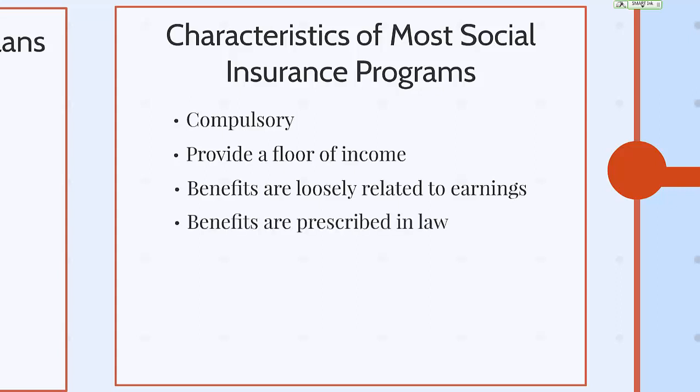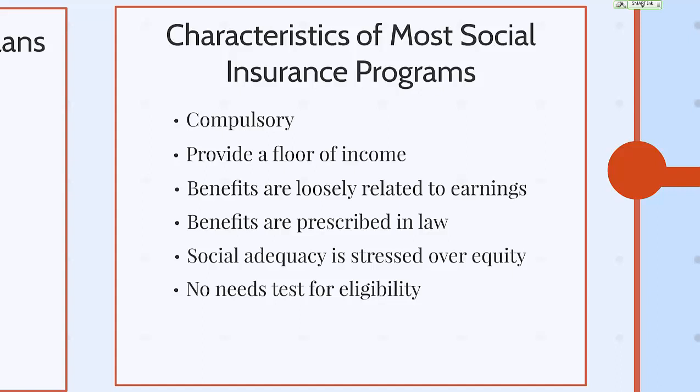And benefits are prescribed in the law. So for example, with Social Security, there is a formula for calculating how much an individual's benefit will be. Social adequacy is stressed over social equity. This somewhat conflicts with benefits being related to earnings. As an example, if you pay a significant amount into Social Security and you are considered high income, your benefits when you draw Social Security are going to be a lower percentage of your total contributions than someone who was lower income. There is no needs test for eligibility.